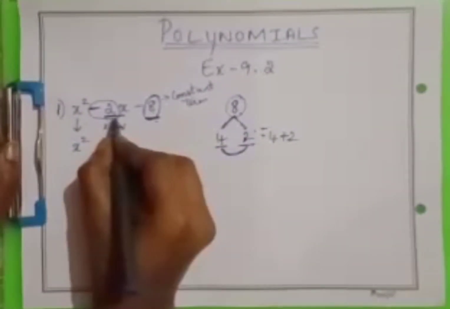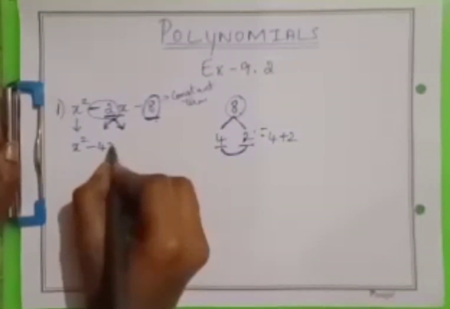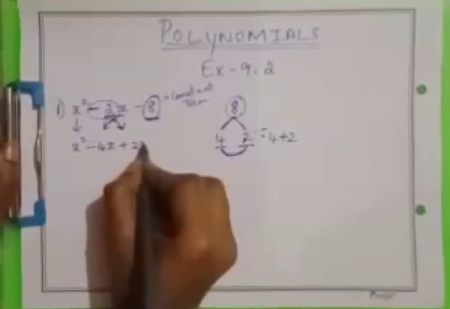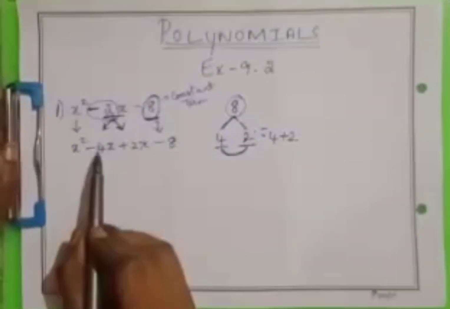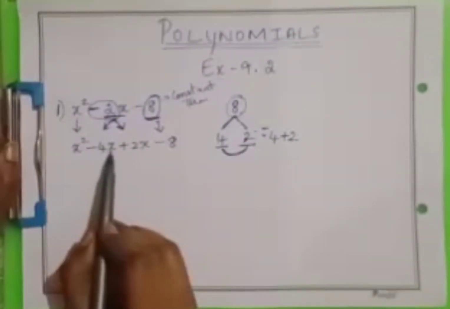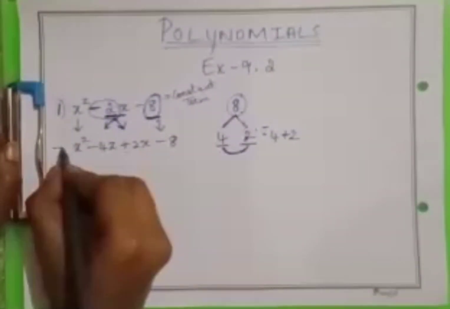So we are splitting the middle term minus 2x as minus 4x plus 2x, and the last term remains the same. Here we can see that minus 4x and plus 2x is nothing but minus 2x. So this will be our first step.